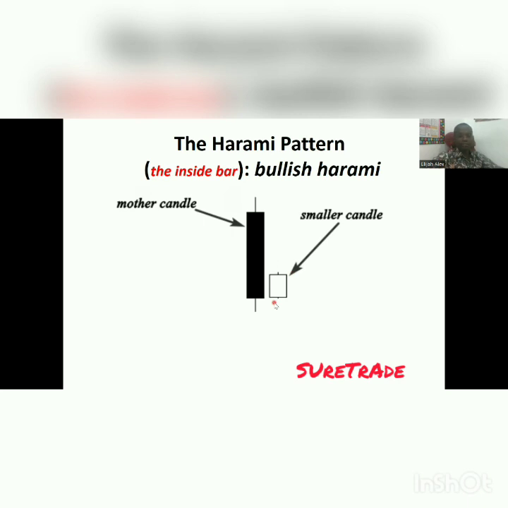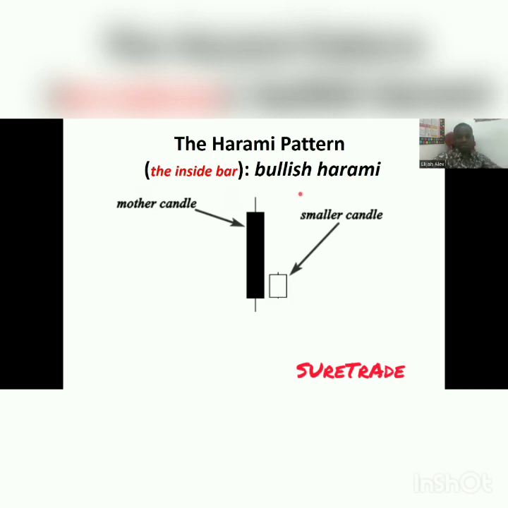So this pattern, I love to trade this pattern so much because it gives me confirmation. Sometimes I trade this pattern as it is. Sometimes I trade it when another candlestick formation forms here. Imagine if the candlestick that forms next is a bullish candlestick, it's a confirmation to me that the market is about to trend upward if it was trending downward.